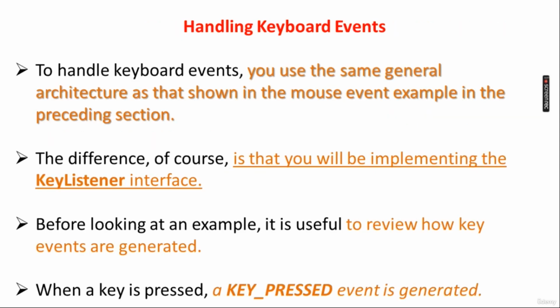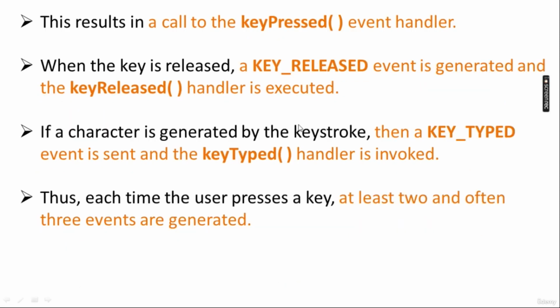Handling keyboard events. To handle keyboard events, we will use the same architecture as the mouse events. We will implement the KeyListener interface for keyboard events, rather than the MouseListener. Before looking at that example, we will see how the events are generated. When a key is pressed, keyPressed is generated. Key released is generated. If a character is generated by the keystroke, keyTyped is invoked. Each time the user presses a key, at least 2 and often 3 events are generated: at least key pressed and key released, and more often a maximum of 3 events, key press, key type, and key release.